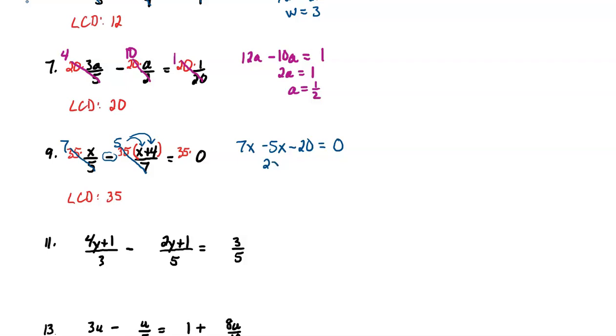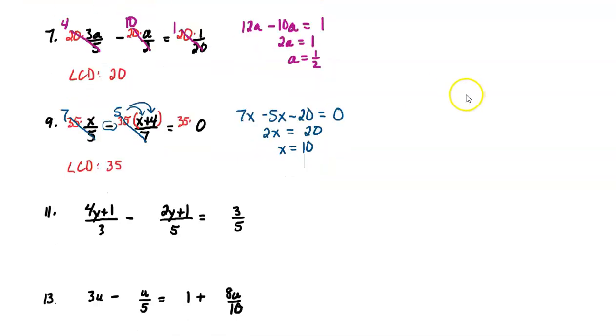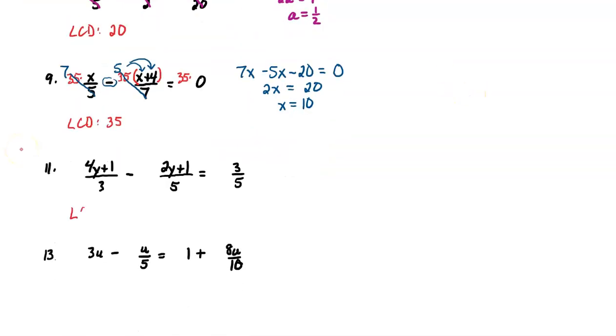Combining like terms, we get 2x. Adding the 20 to the other side, we get equals 20. 2 times 10 is 20, therefore x is equal to 10. The next one has some denominators. The LCD is going to be 15. Multiply by 15 to that binomial. Multiply by 15 to that binomial. And multiply that last thing by 15.